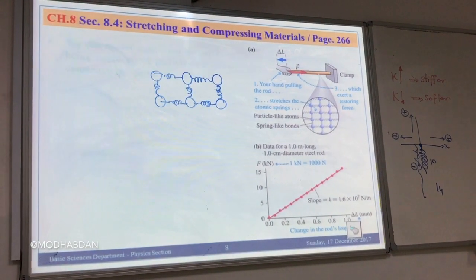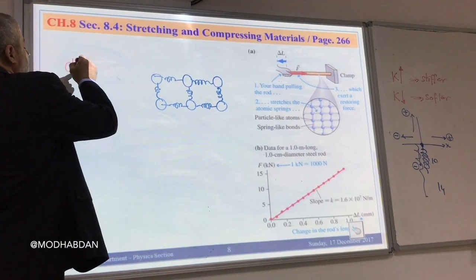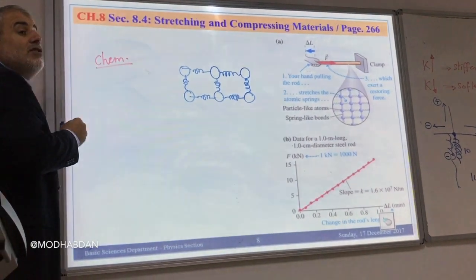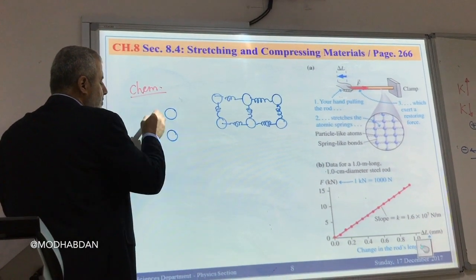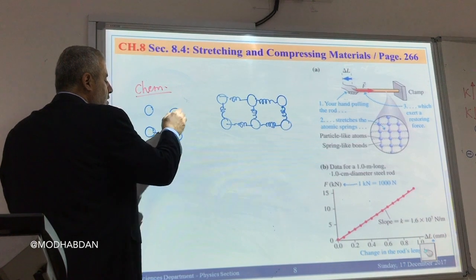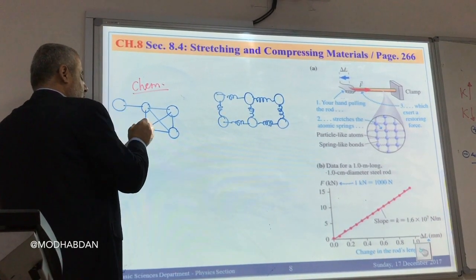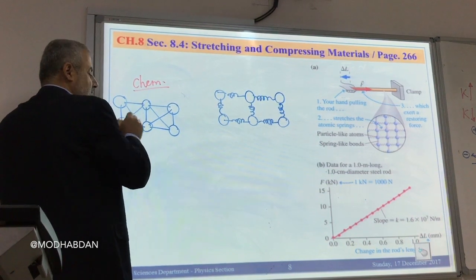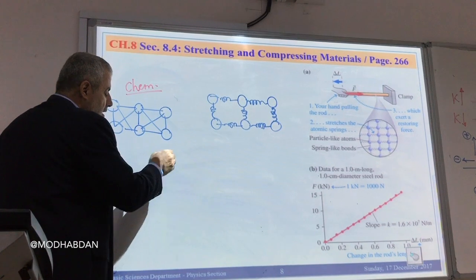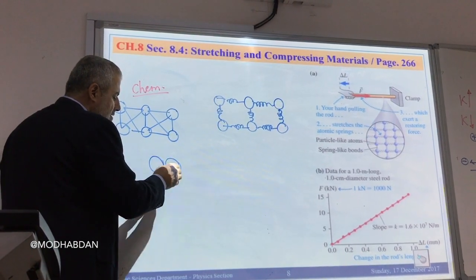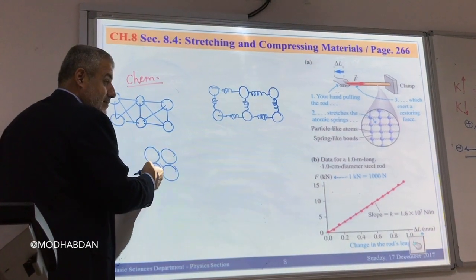I'm going to tell you something else. I think you took this in chemistry. In chemistry, if we have solid particles, how do we draw them? They are connected like this. There's a large force between them. But in liquid particles, they are close, but there is nothing connecting them.